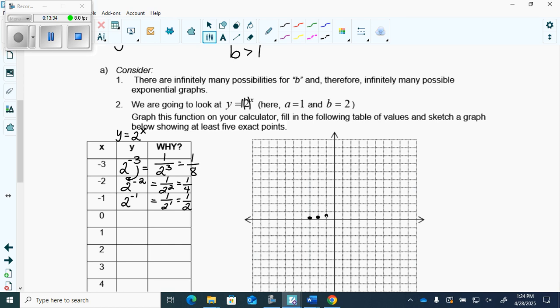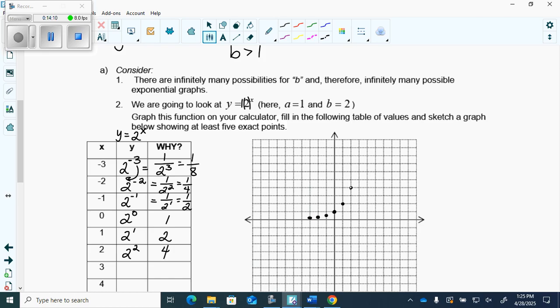Then we have 2 to the 0. What's anything to the power of 0? 1. So now we're at 0 and 1. Then say we have 1. It's going to be 2 to the 1, and 2 to the 1 is 2. And then we have 2 to the 2, which is 4. So now we're at 2 and 4.